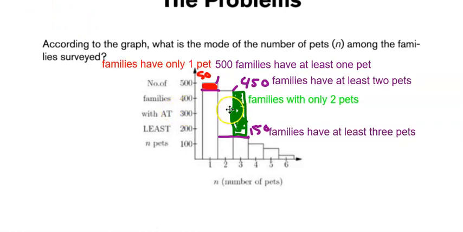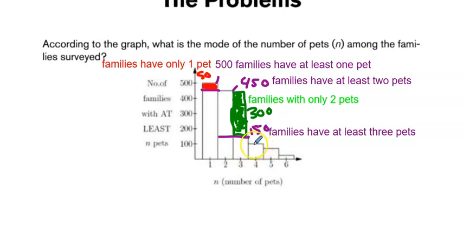So I added a little bit of text to this just to make it a little easier. In purple we have 500 families have at least 1 pet and 450 families have at least 2 pets, which means 50, the difference between them, must have only 1 pet because they do have at least 1, but they do not have at least 2. Similarly, if 150 families have at least 3, but 450 had at least 2, well then the difference between them, 450 minus 150, or about 300 families, must have only 2 pets because they do not satisfy the condition in this third bar of having at least 3 pets.